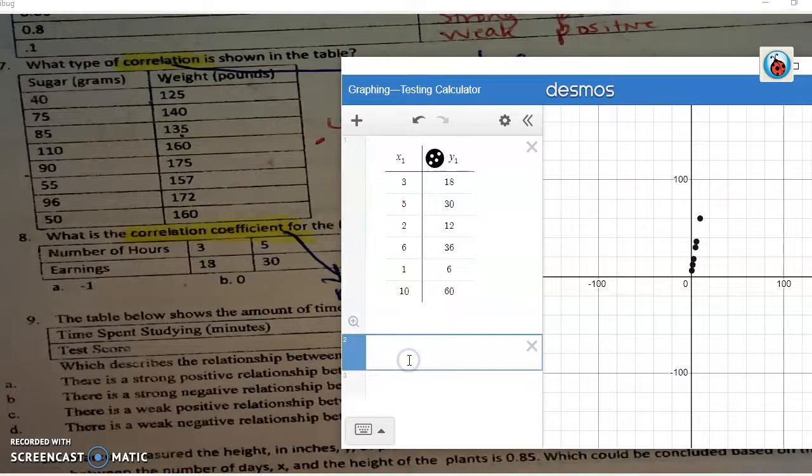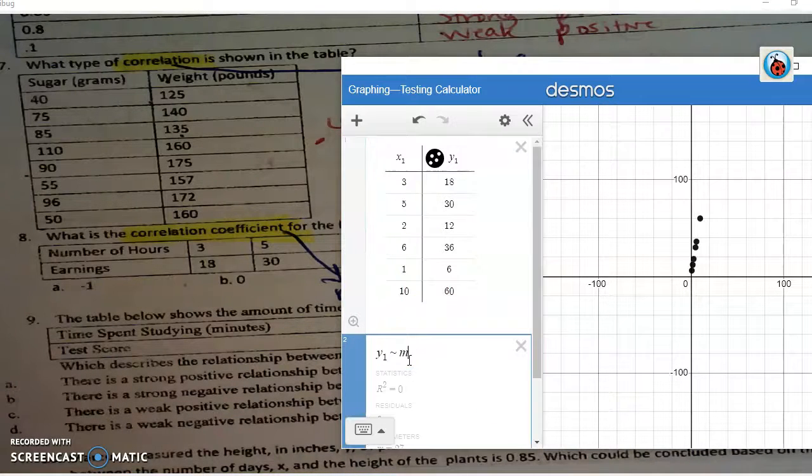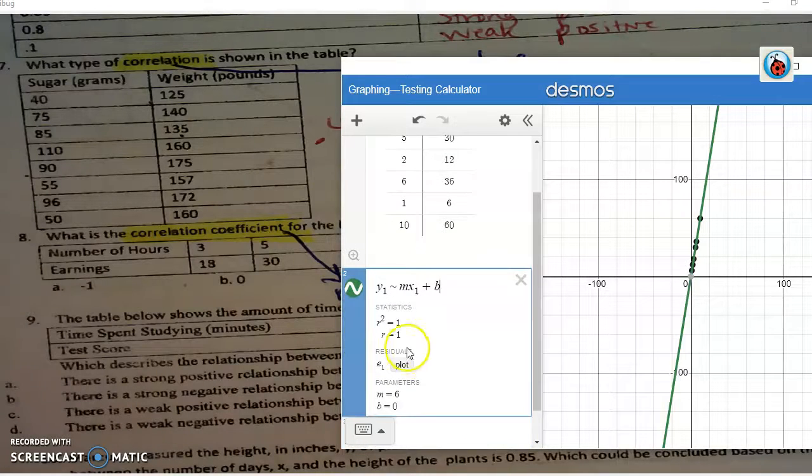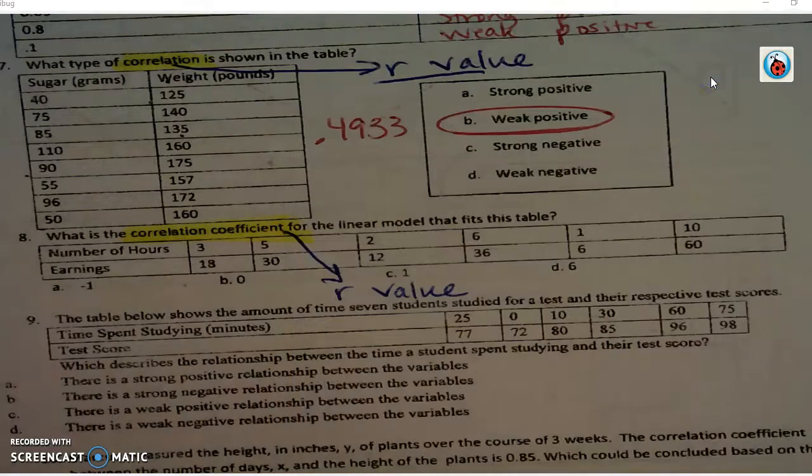And so to get the R value, Y1 tilde MX1 plus B. And for this one, your R value is 1.